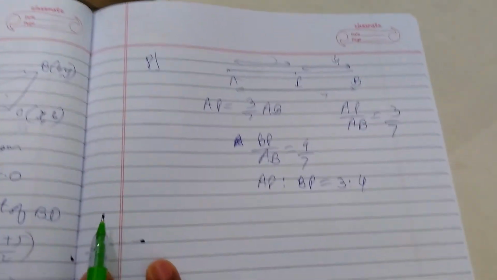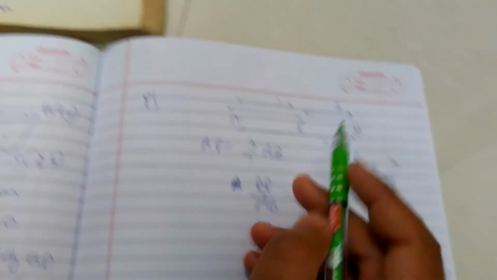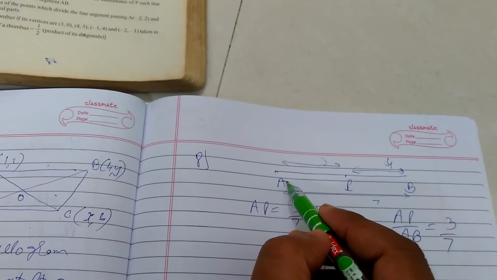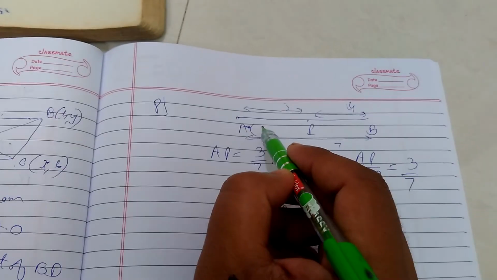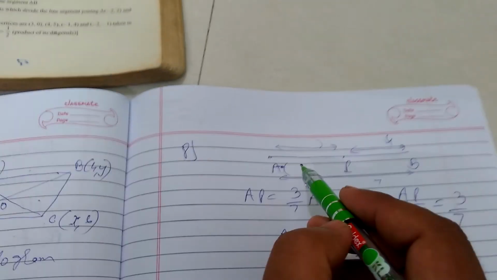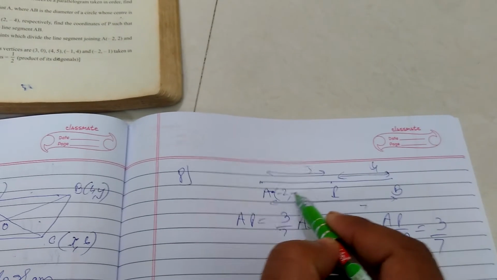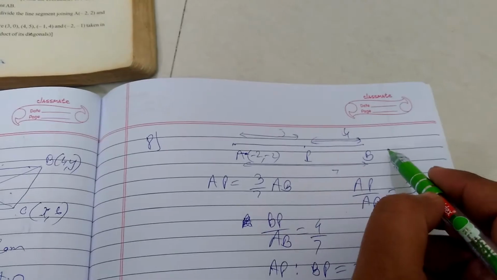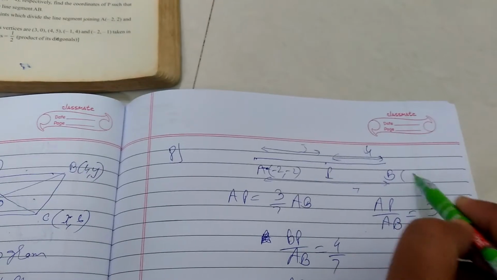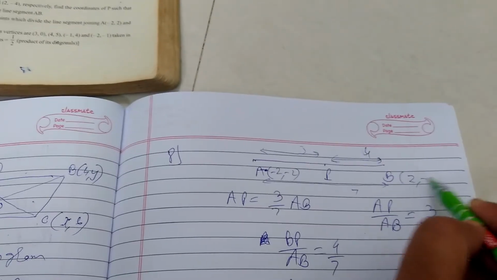So now here are the coordinates of point A, which is (-2, 2), and the point B is (2, -4).